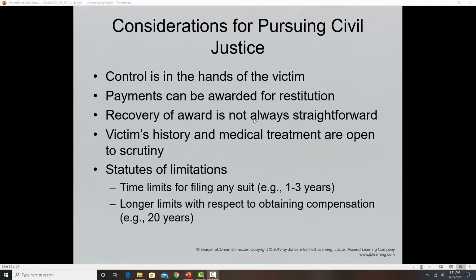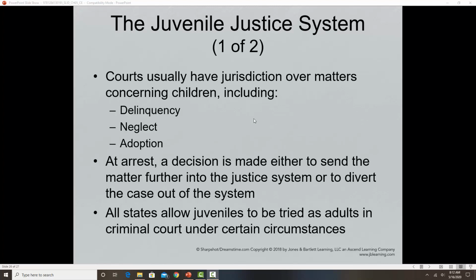The victim's history and medical treatment are open to scrutiny, so the victim has to be prepared for that. And remember, there's not going to be a district attorney involved in this. This is going to be private attorneys. Statute of limitation is the time limits for filing any suit, and it's generally 1 to 3 years after the offense or grievance took place. There are longer limits with respect to obtaining compensation, up to 20 years. That's for obtaining the award.